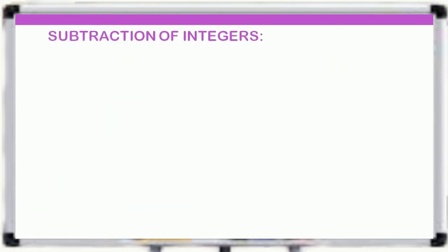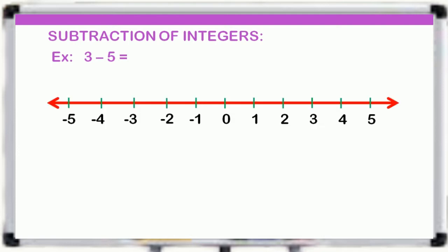Now move on to another topic, that is subtraction of integers. Here take an example, 3 minus 5. So here we have to subtract 5 from 3. First draw an integers number line. On the number line, first indicate number 3. From 3, we have to subtract 5.